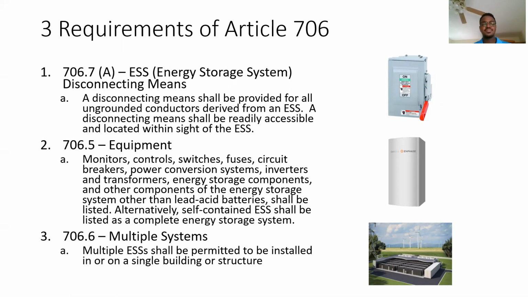And the last one is 706.6, multiple systems. This states that multiple EES energy storage systems shall be permitted to be installed in or on a single building or structure. So this is essentially saying there's no limit to how many storage systems you can have in one building.